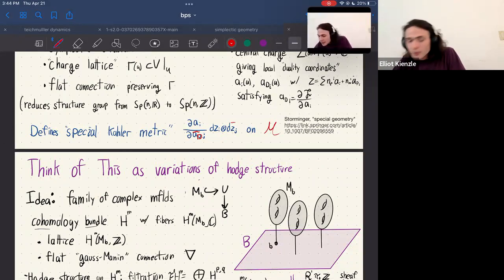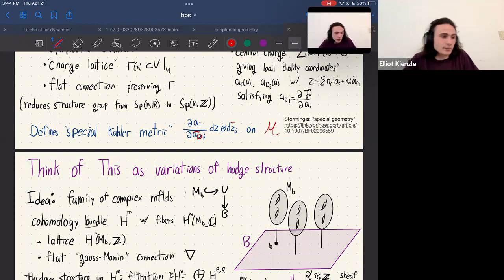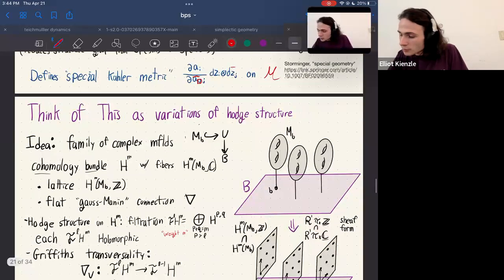The perspective that I want to take is to think of the structure through the lens of variations of Hodge structure. These are things where if you're not familiar with them, they're kind of hard to stomach, but if you've done complex geometry, they kind of come up all the time. Maybe people are already familiar with it, but it doesn't hurt to review.